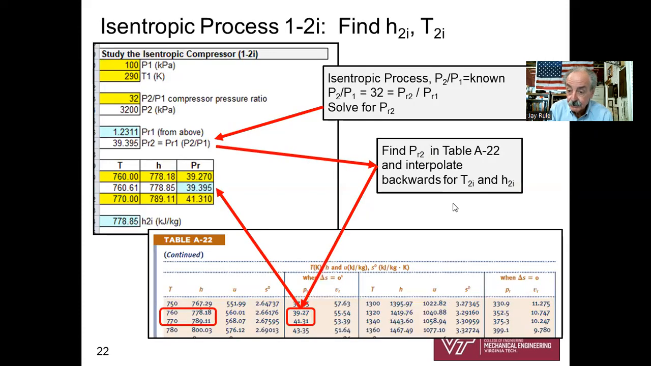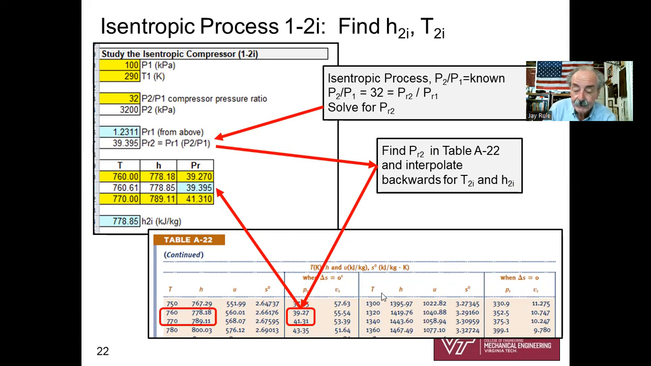That's going to enable us to study the isentropic process 1 to 2I, and our objective is to find H2I and T2I. Okay, so we refresh our memory. Here's P2 over P1. It's 32. It's given. Equals PR2 over PR1. Let's solve for PR2. Here are our numbers. So PR2 is the number 39.39.